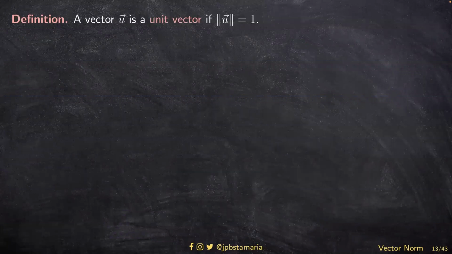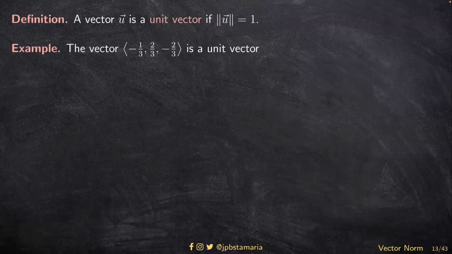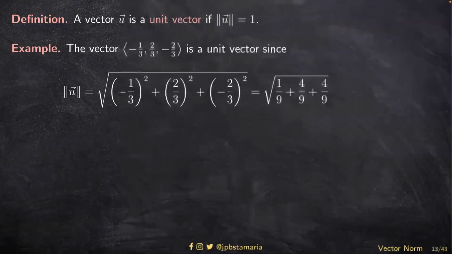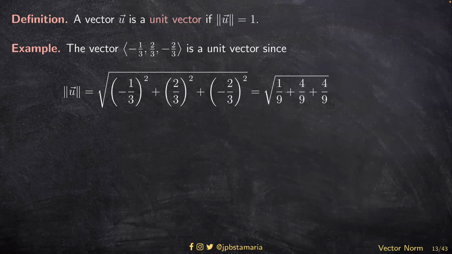Now, a special case is really important. This is when the norm of a vector is exactly 1. Or in other words, yung length ng vector mo ay 1 unit. Kaya nga ang tawag sa vector na may length na 1 unit ay unit vector. So for example, the vector negative 1/3, 2/3, negative 2/3 is a unit vector kasi pag kinalculate mo yung norm niyan using the formula, what do you get? You get 1/9 plus 4/9 plus 4/9. Okay? And the answer is 9/9 or 1.